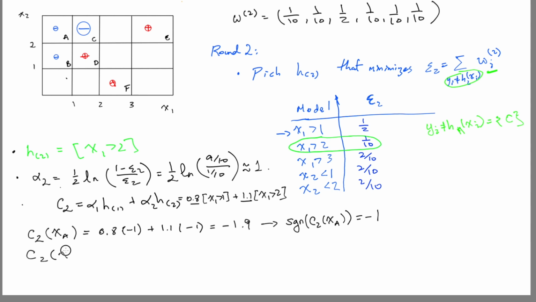What about C2 of XC? That was the point that we made the first mistake on. For the first model, x1 greater than 1, we know that it's going to classify C as a positive point, plus 1. But then the next model, x1 bigger than 2, classifies C as a negative point. So this ends up being 0.8 minus 1.1, which is negative 0.3. So the class is actually negative, which is correct. You see here that the combination of the two models was able to classify C correctly.